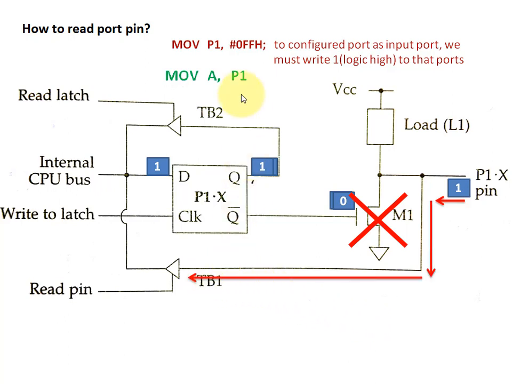When MOV A, P1 is executed, when you try to read the content of port P1 to the accumulator, in that case the read pin will enable this tri-state buffer, and whatever the input is will be given to the output of the buffer, and the output of the buffer is again connected to the internal CPU bus. So this is how we read the port pin in 8051.